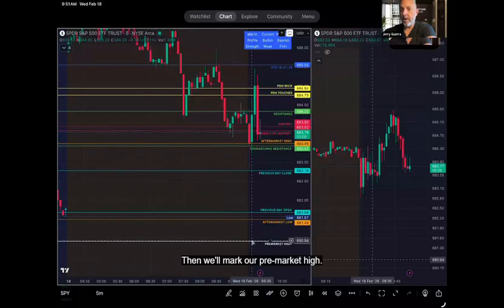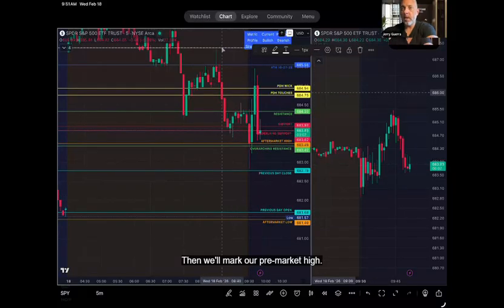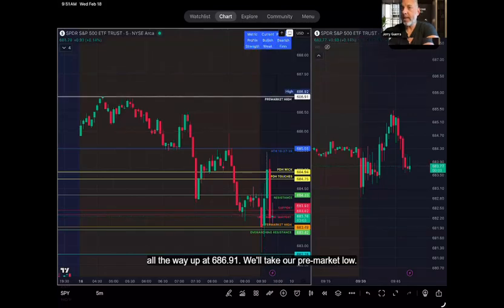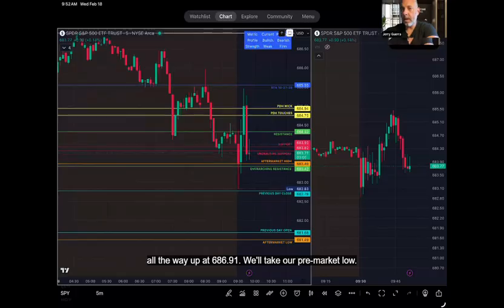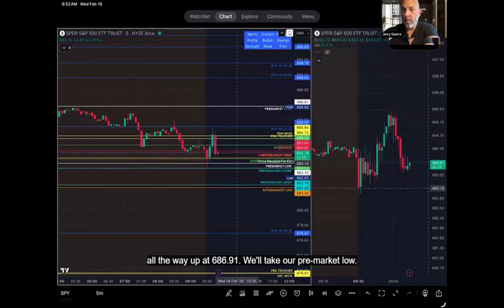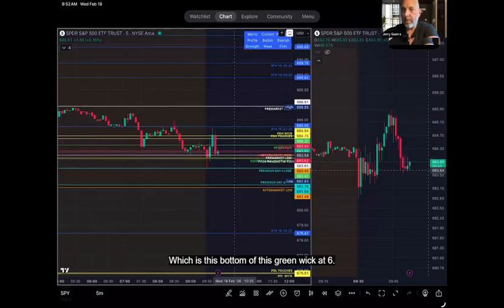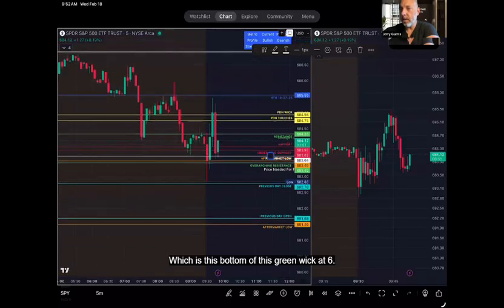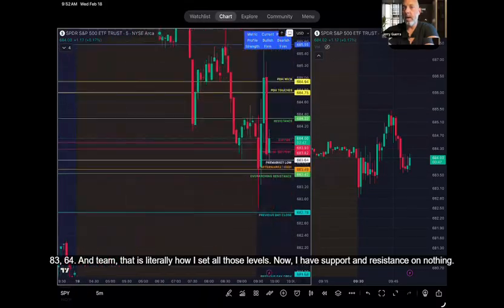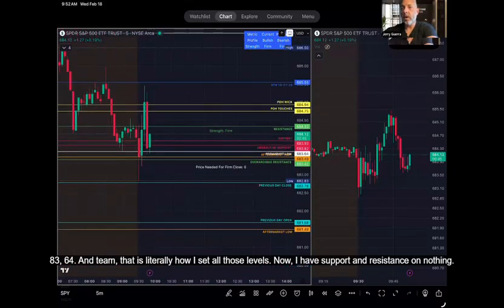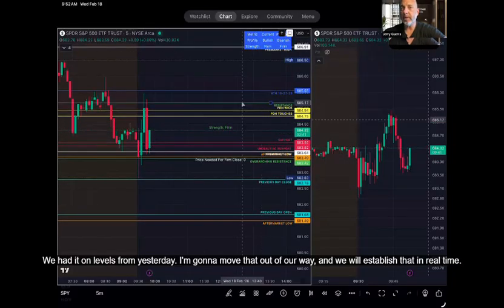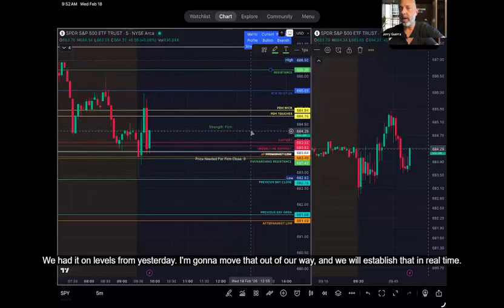Then we'll mark our pre-market high, all the way up at 686.91. We'll take our pre-market low, which is the bottom of this green wick at 683.64. And team, that is literally how I set all those levels. Now I have support and resistance on nothing. We had it on levels from yesterday. I'm going to move that out of our way and we will establish that in real time.